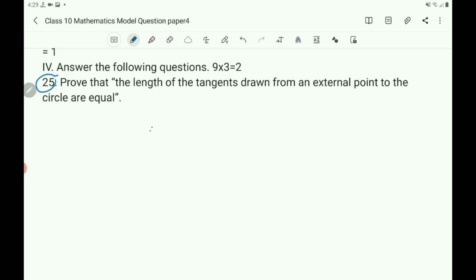Here what is that question? Prove that the length of the tangents drawn from an external point to the circle are equal. So it is a statement of the theorem. We have to prove this theorem. What is the statement of the theorem? The length of the tangents drawn from an external point to the circle are equal.